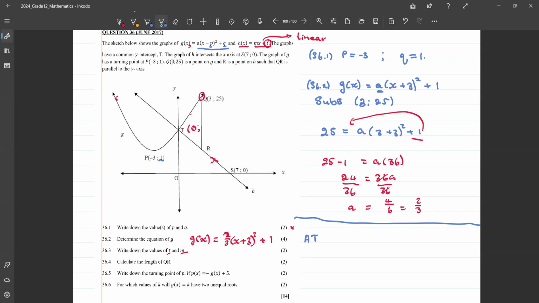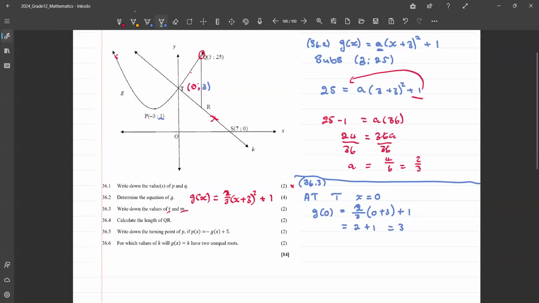So you can write, at t, right now I'm answering 36.3, at t, x equals 0. So we are going to say g of 0 equals 2 over 3 into 0 plus 3 plus 1. If you multiply 3 with this, I end up with 2 plus 1, and your answer is going to be 3. So the coordinates here are 0 and 3.